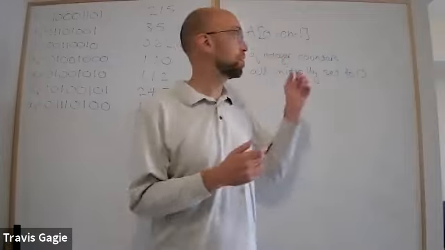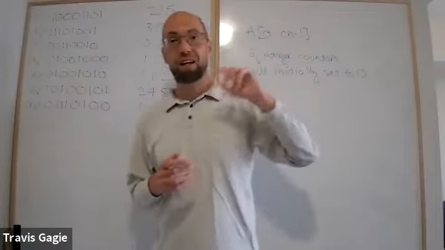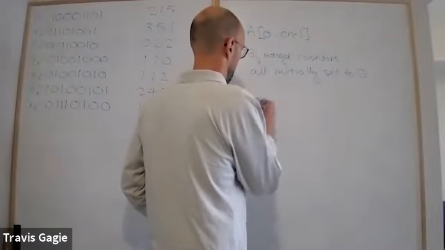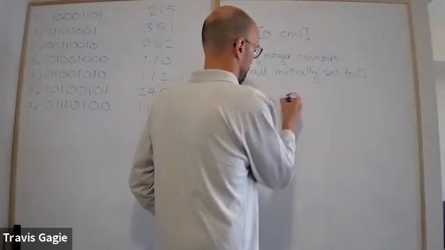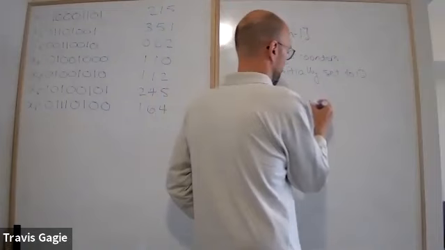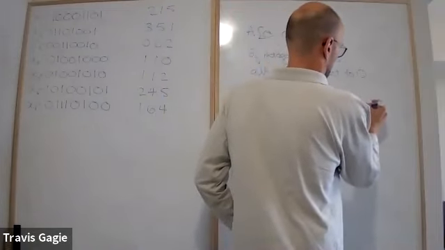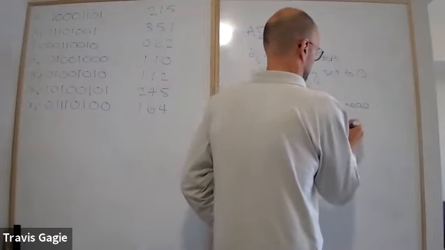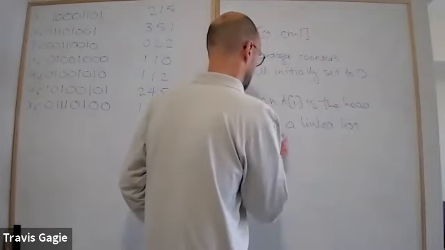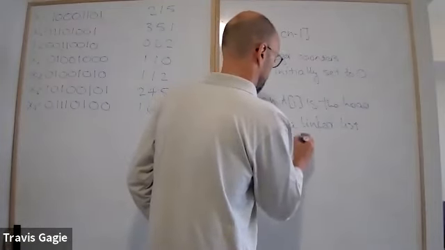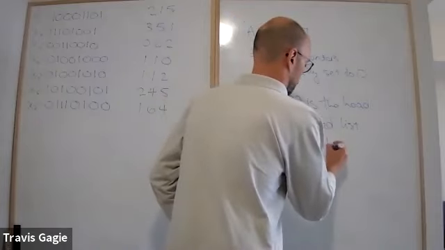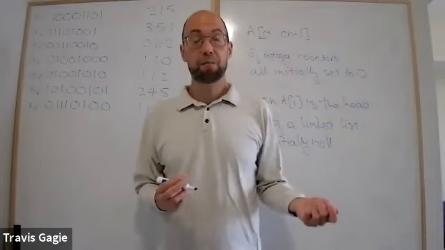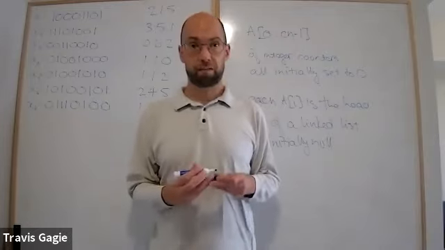So in that case, what you could do is, instead of having counters, each A[I] is the head of a linked list, initially null, and when you see something where the key is I, you go to A[I] and insert it in the linked list.